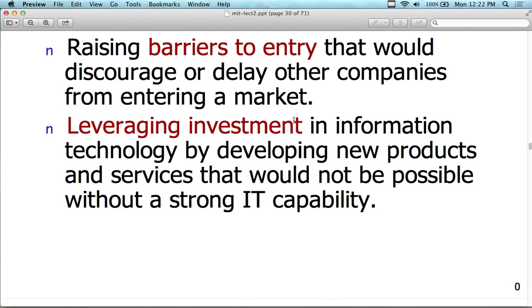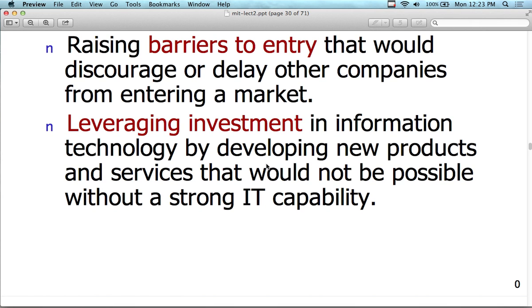Also, leveraging the investment. So the technology for developing new products and services would not be possible without a strong IT capability and the investment. Biggest leverage in their investment originally, which is probably the reason why iPods came out and were so popular in the beginning, was iTunes. You're leveraging your investment. Everything is on iTunes. How are you going to get to it? How are you going to put it on me? You can't take another. So another company comes out.